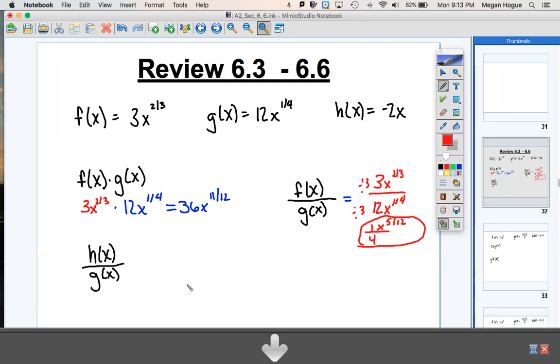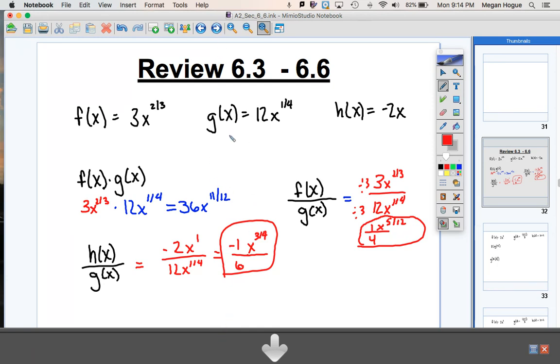Same three functions. Here's where that h of x is going to come in. Another division. Negative 2x over that g of x again, which is 12x to the 1/4. So remember, we're going to reduce. I don't care the 2's negative. It just becomes negative 1/6. Subtract our exponents. 1 minus 1/4. Well, that's 3/4, and it is positive, so it will stay on the top.